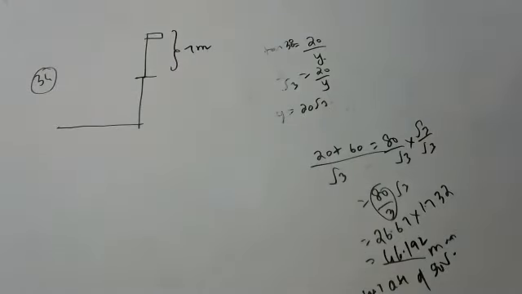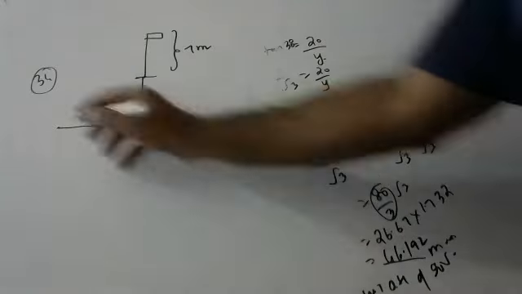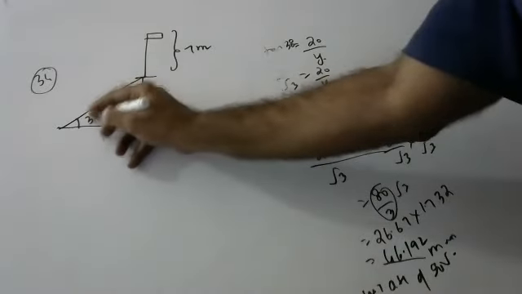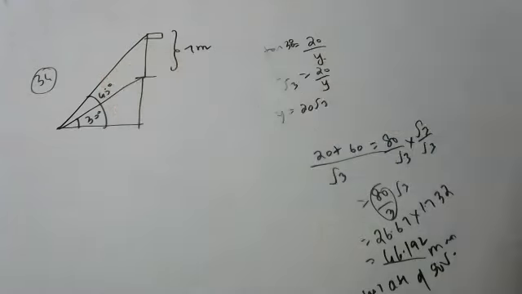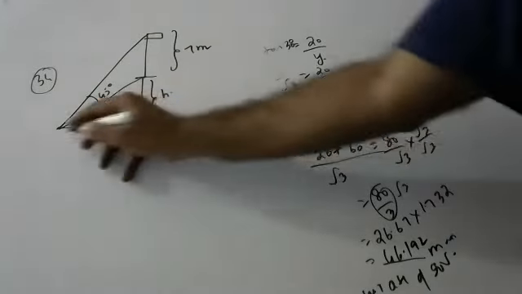The angles of elevation of the bottom is 30 and the top is 45. Bottom is 30, children, and the top is 45. The question is, find the height of the tower. Height of the tower, only H.